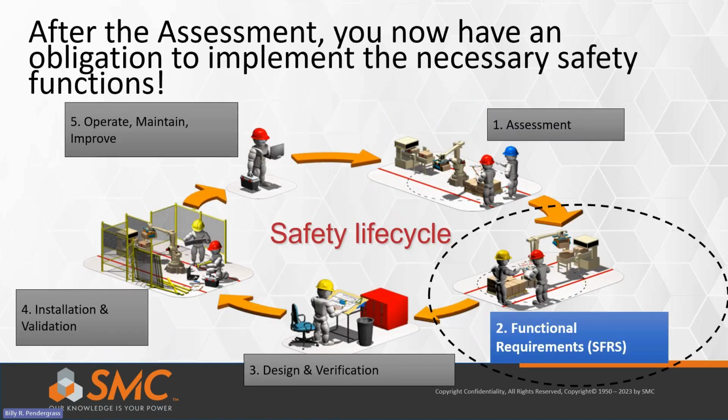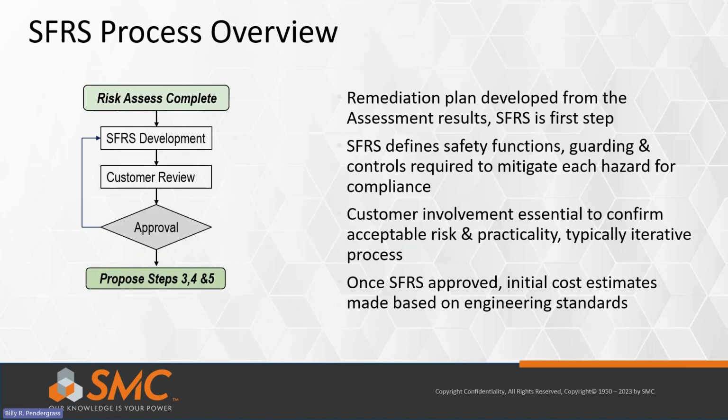After the assessment, you now have an obligation to start implementing the necessary safety functions. The next step is the Safety Functional Requirement Specifications, or SFRSs for short. After the assessments are completed, we can use the findings to define the requirements specification for mitigating identified risks. This process takes into account all employee hazard points as well as collaborative applications. The SFRSs define the safety functions, guarding and controls needed to mitigate each hazard for compliance.